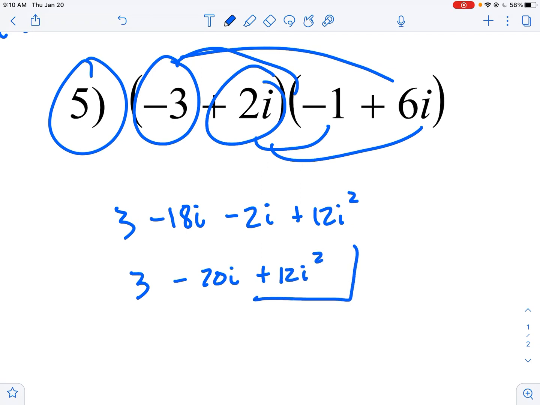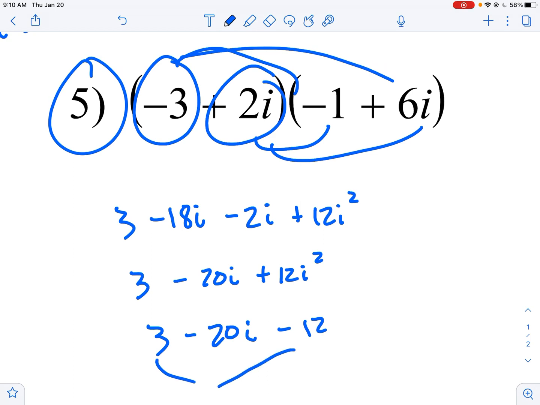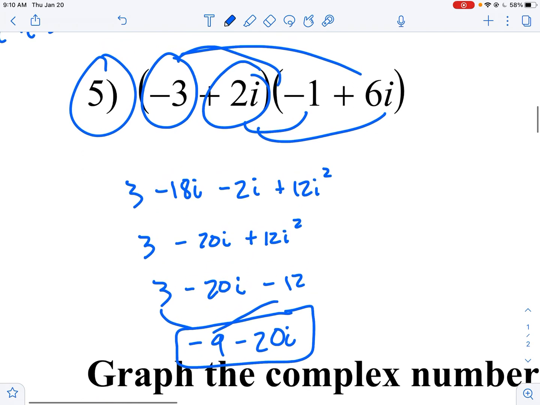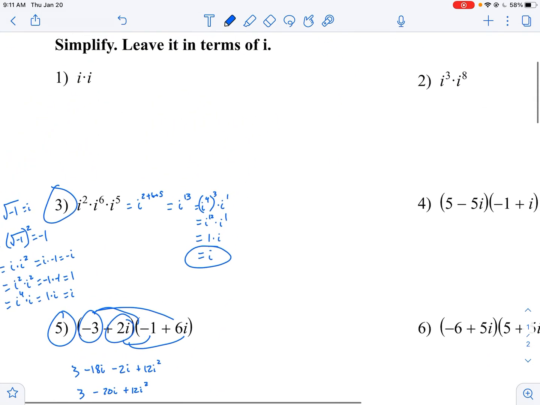But we're not quite done, because this can be simplified more. Because remember, i squared is -1. So this turns into 3 minus 20i, minus 12. And then these can combine, and you'll get -9 minus 20i. And now it's done. We got it all simplified. On all of these, you shouldn't have any powers of i bigger than 1, because they simplify to be other things. Looks like a U there. Try to make it i like. All right, so there you go. That's what's going on in the first section.